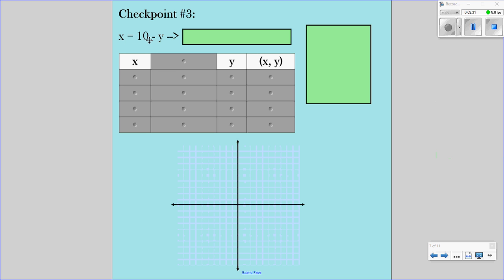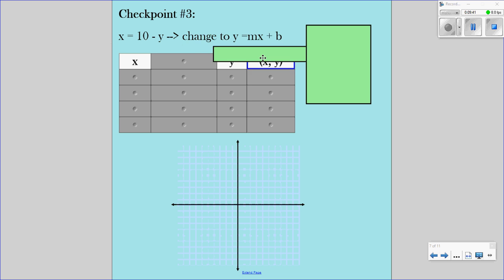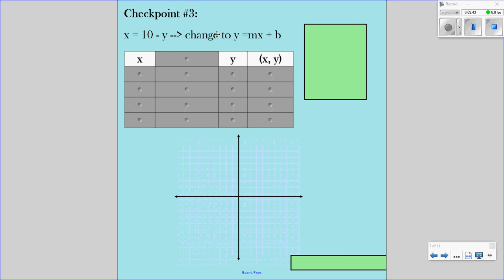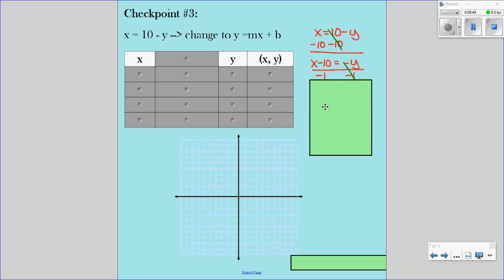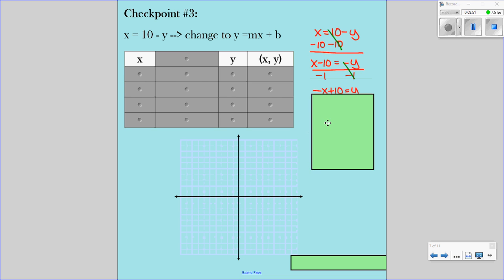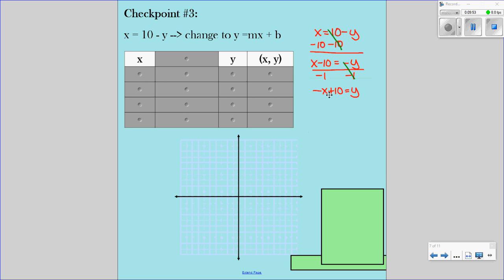This is not in its y equals mx plus b form. Remember, we're not doing standard form, which would be the x and the y's on one side and then the 10 on the other. We have to do y equals mx plus b. So when we do that, we do the work to show. So we got this, subtract 10 on both sides, and divide -1 on both sides, and then we have y equals -x plus 10. I have my y behind here, but it doesn't matter if it's in front or back, as long as this expression is correct.